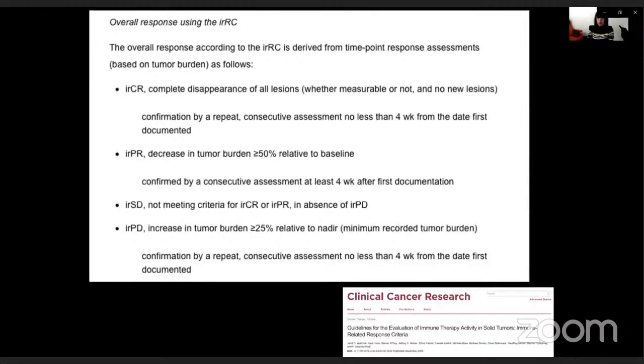Now, what is new in this criteria set? New is that the authors proposed to look at the whole tumor volume, so not just to measure one lesion, but to look at the whole tumor volume. And the second thing which is new is that they recommend a follow-up study no less than 4 weeks from the first study, from the baseline study. So these 2 criteria are new.